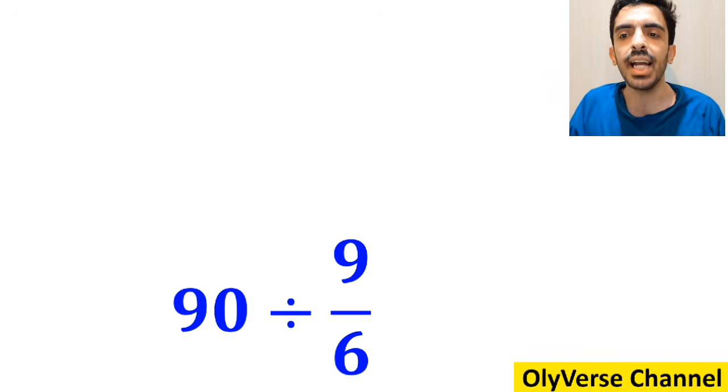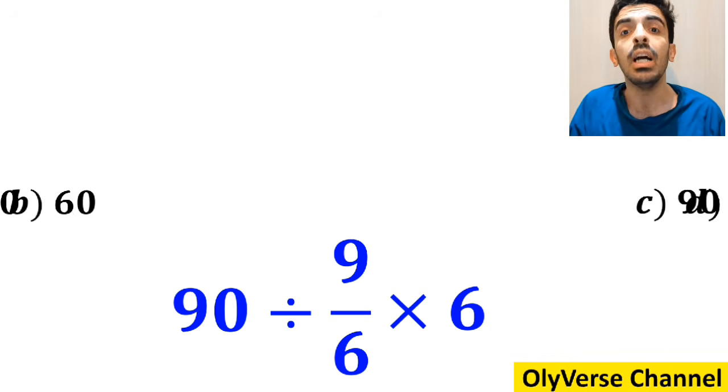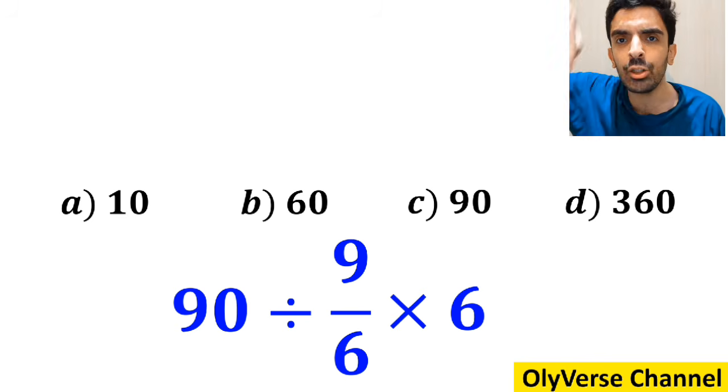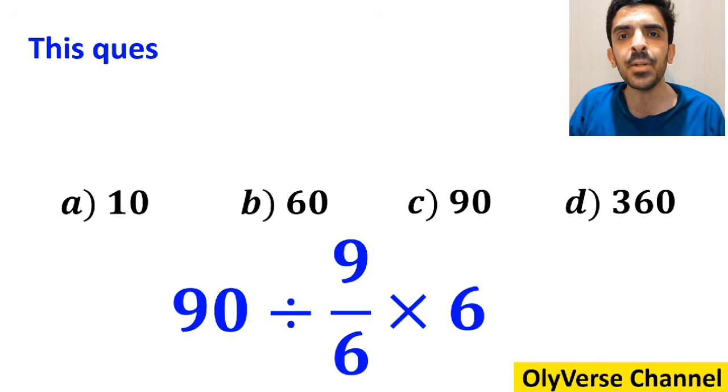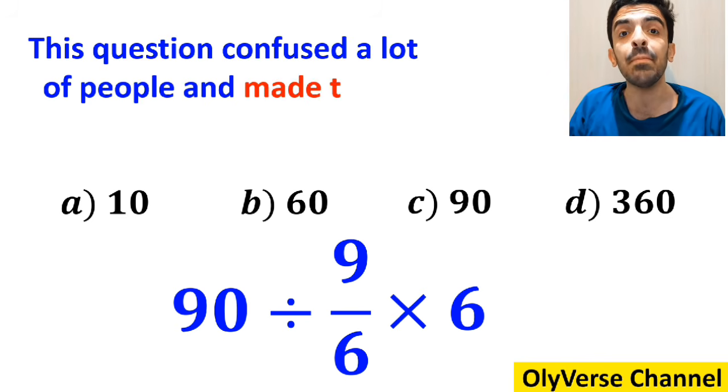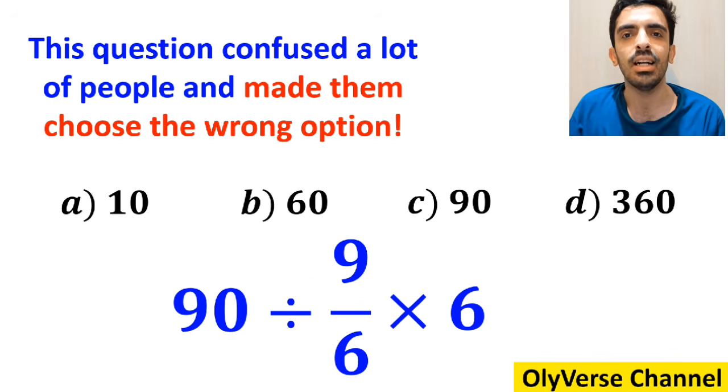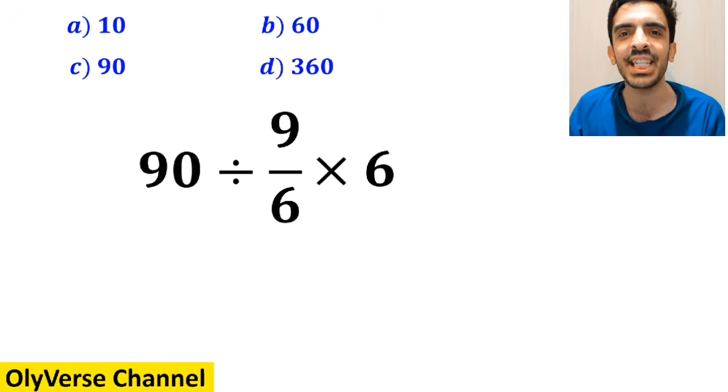What is the value of the expression 90 divided by 9 over 6 multiplied by 6? Which option do you think is the correct answer to this question? This expression confused a lot of people and made them choose the wrong option. Let's take a closer look and solve it together.